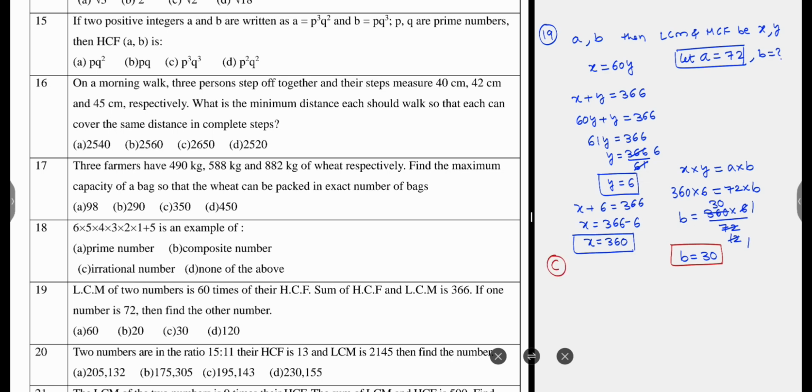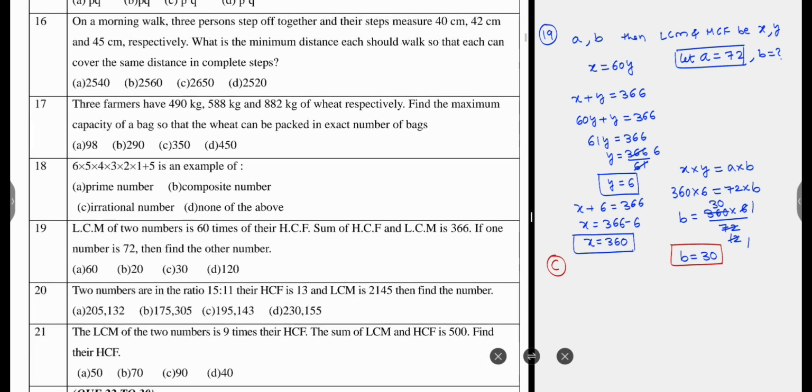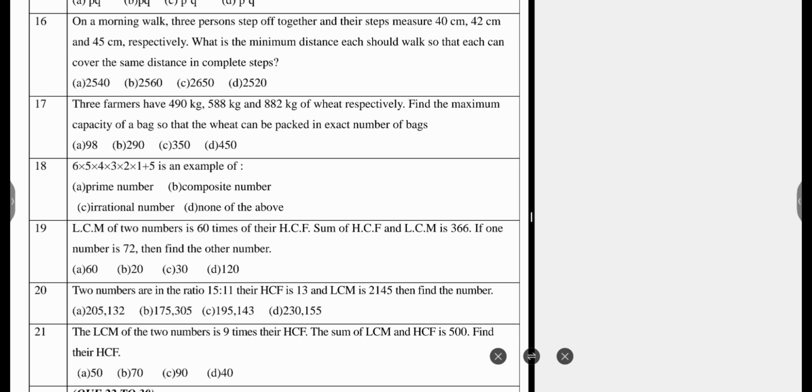Option C is correct. Sometimes you may have this type of question. You may get confused, so you should follow it like this. For the next one, question number 20, directly the numbers are not given. The ratio of the two numbers is given. The two numbers are in the ratio 15 is to 11.